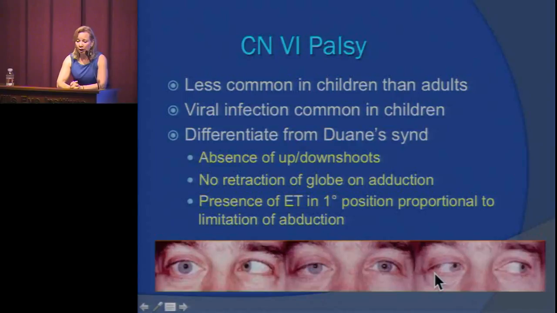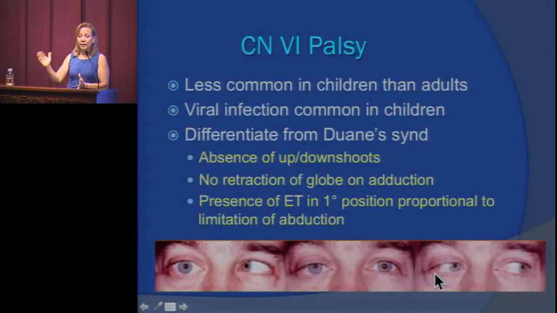Fourth nerve palsies are less common in children than adults. Frequently, if they occur in adults, you need to consider a viral infection, but obviously with an acquired fourth nerve paresis, you're going to do a neurological workup. These you can differentiate from Duane syndrome because there'll be an absence of the upshoots and downshoots. There'll be no retraction of the globe on adduction. And there'll be a presence of an esotropia in primary position that's proportional to the limitation of abduction. Meaning that if they abduct that eye, when I say fourth nerve palsy, sixth nerve palsy I'm talking about.